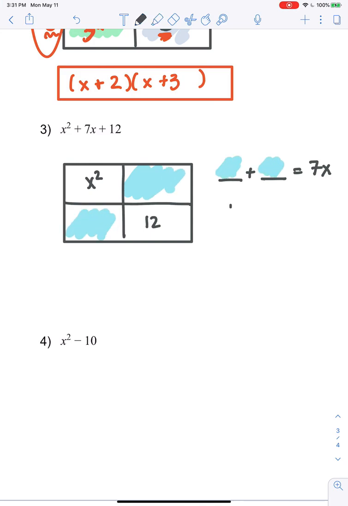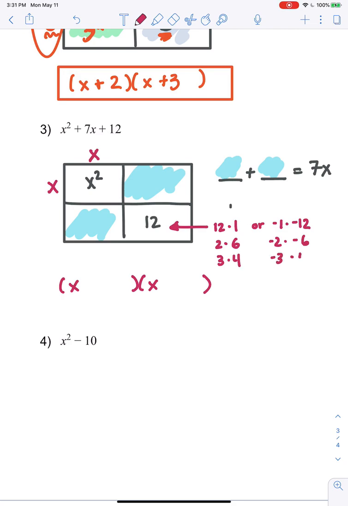So hopefully by now you can get the hang that, okay, we know it's going to start with x times x here. So our factors are going to look like that. And then we need two numbers that multiply to 12. 12 times 1, it's a positive 12. Or negative 1 times negative 12. 2 times 6. Or negative 2 times negative 6. 3 times 4. Or negative 3 times negative 4. And that's it. So we're going to test these in our heads as well.